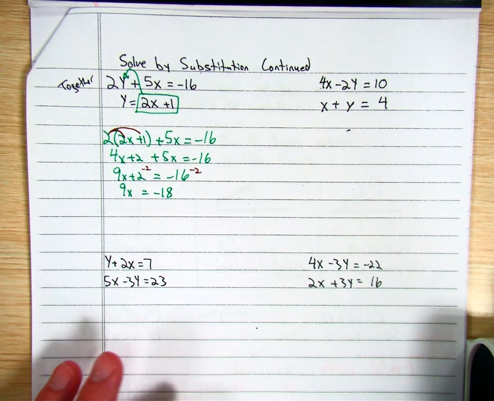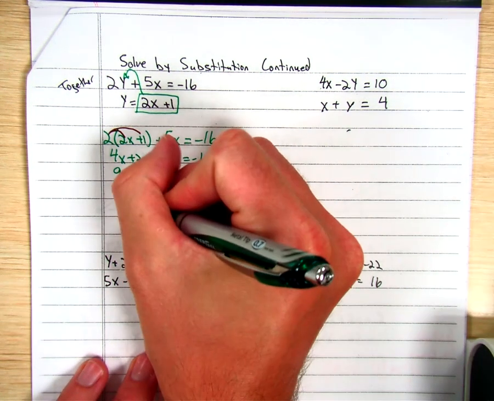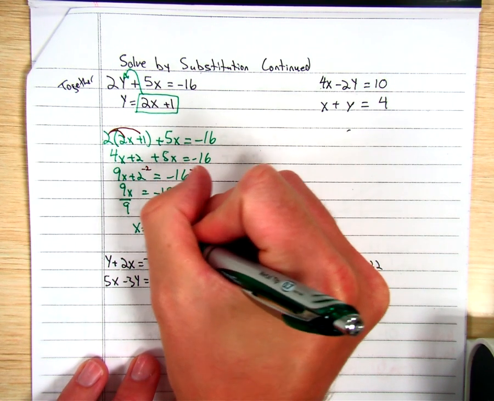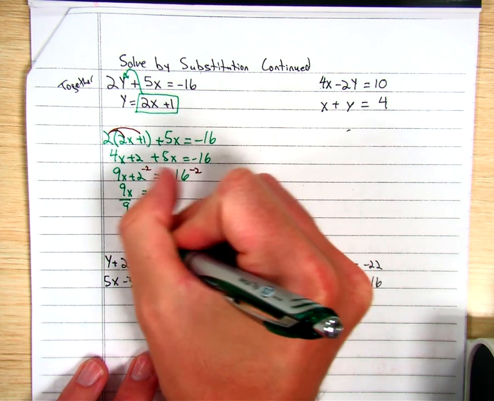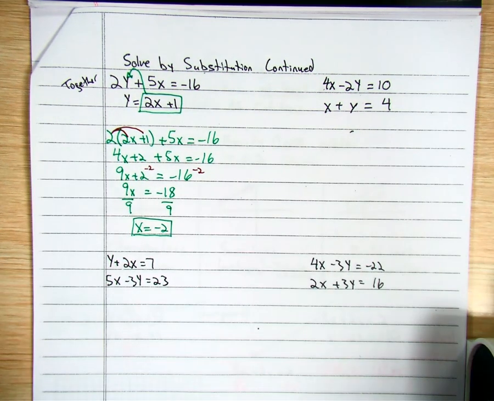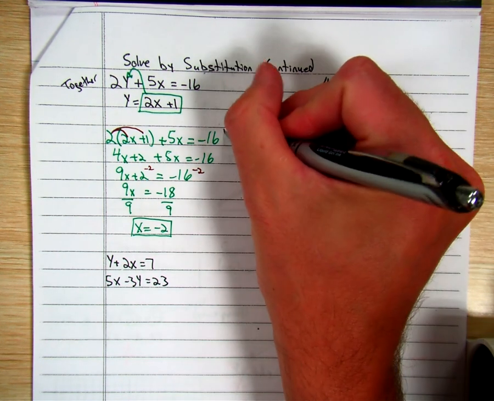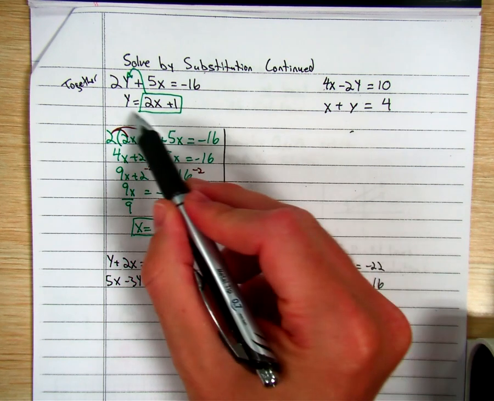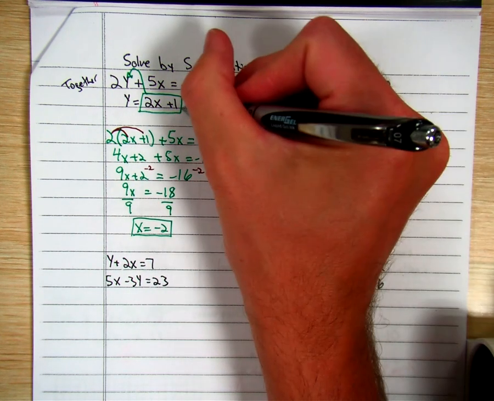And then we'll divide by 9. X equals negative 2. Not bad. You're also not done. No! Okay? It's not going to be much more work because you already have the hardest part done. We already have y equals 2x plus 1.